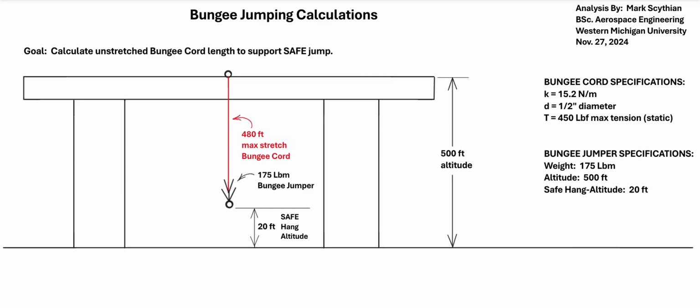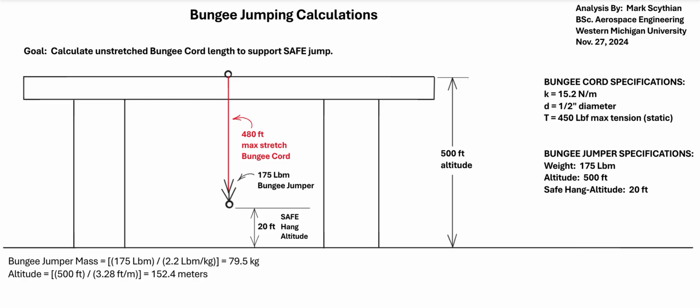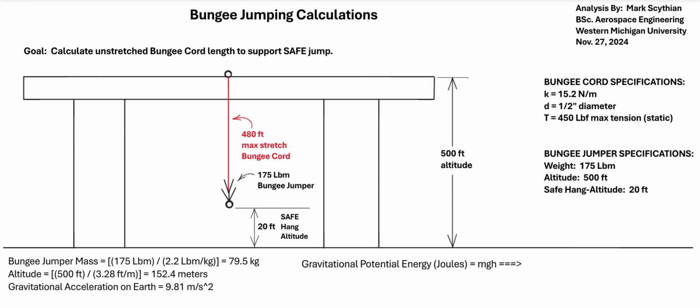This video is going to focus on how to make accurate and safe bungee jumping calculations. So the first step is that we have to convert the jumper's weight in pounds to kilograms mass, followed by converting the altitude from feet to meters, and then using the metric system gravitational acceleration on Earth, 9.81 meters per second squared, a constant value.